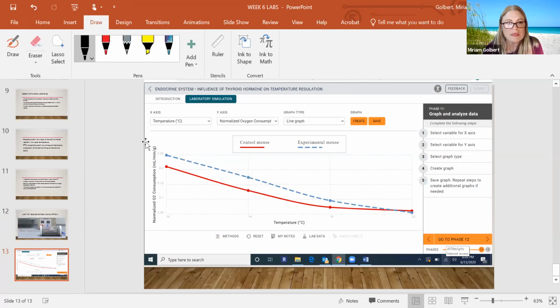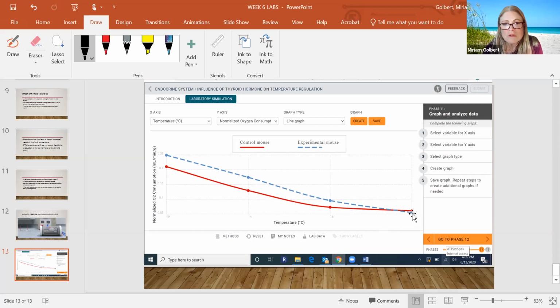So on the x-axis, we're gonna have the temperature in Celsius. So we've tried this mouse at 10, at 14, at 18, and at 22. So 22 is what we call the basal metabolic rate. It will be the baseline room temperature. That's what it will be. And then as we start cooling down that chamber, you know what happens. You can tell what's going on with the oxygen consumption, right?